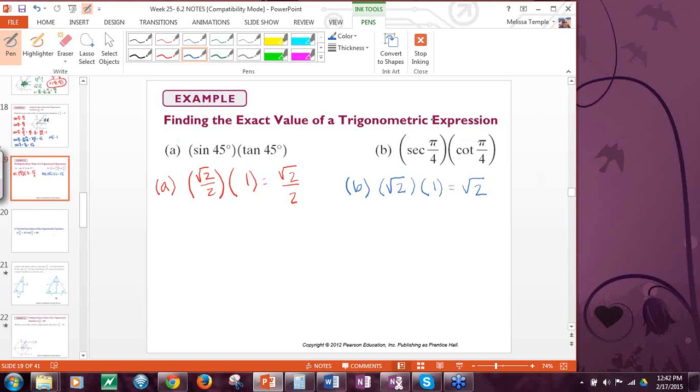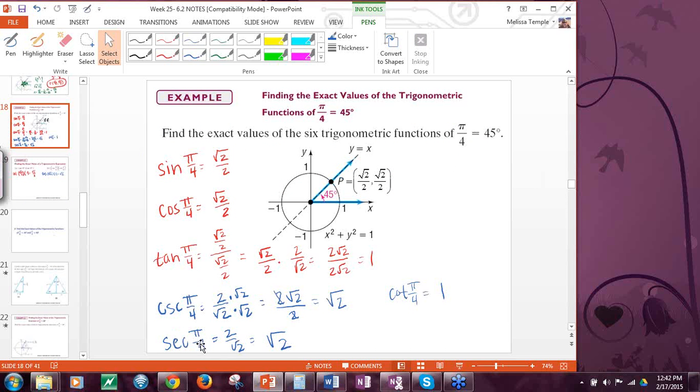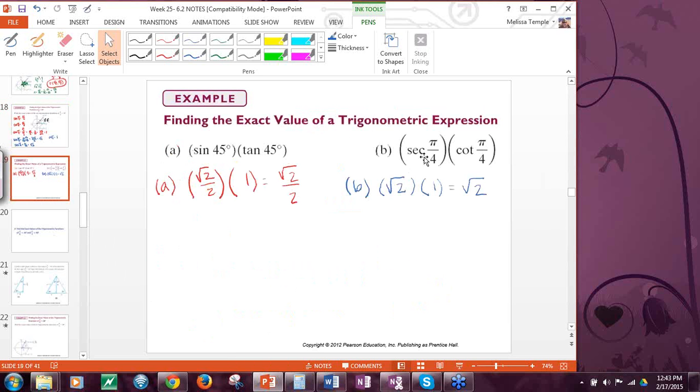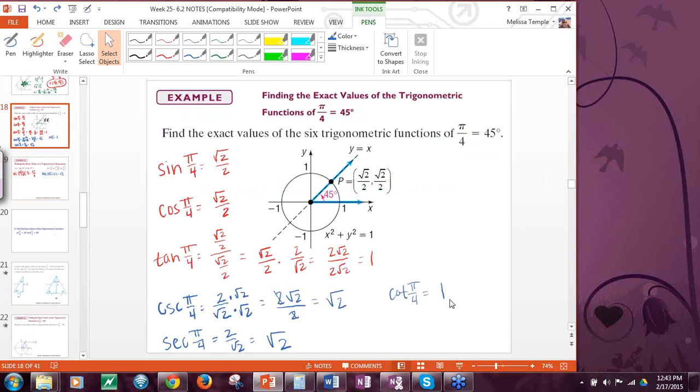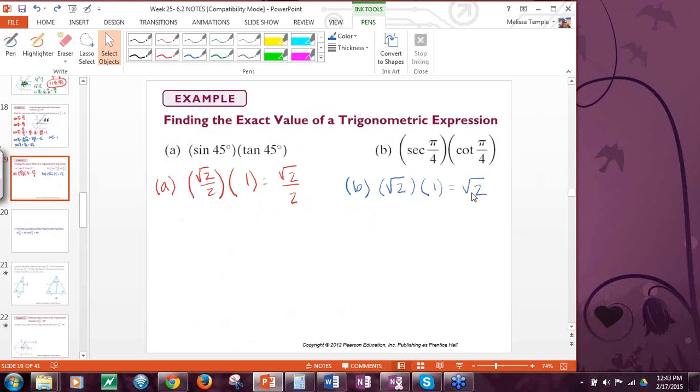Okay, so I have a question here. Secant of pi over 4. Let's start there. Secant of pi over 4 was square root of 2. So secant of pi over 4 is equal to the square root of 2. They are the same value. 2 different ways of talking about the same thing. So I've just simply replaced this first term with square root of 2. Cotangent of pi over 4, going back here, we said cotangent of pi over 4 was equal to 1. So cotangent pi over 4, replace that with 1. Square root of 2 times 1, square root of 2. Yep.